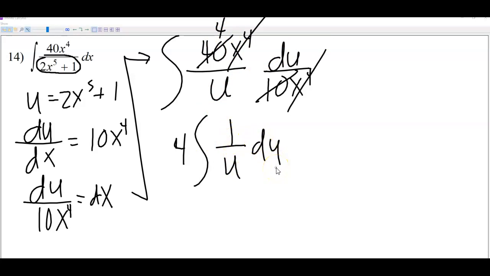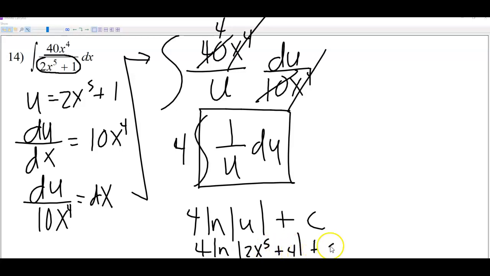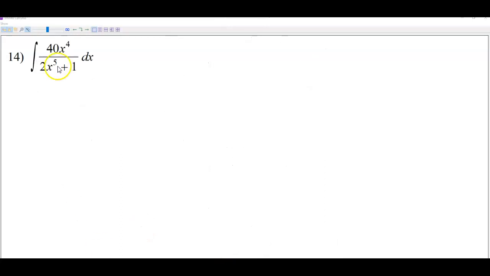And we've been having trouble recognizing this, but hopefully you guys have gotten past that, and you now recognize, oh, that's an ln. And we're ready to go ahead and just replace the u with what it equals. And there's our final answer. All right, let's move on to number 15.